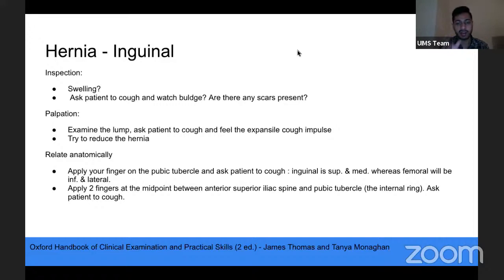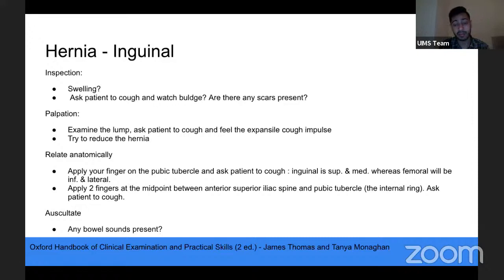Whereas if it's a direct inguinal hernia, then even if we put our finger there, the hernia would still appear. And finally, we need to auscultate. Why do we need to auscultate? Because we need to make sure if there are any bowel sounds present.